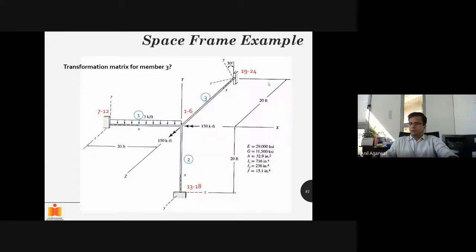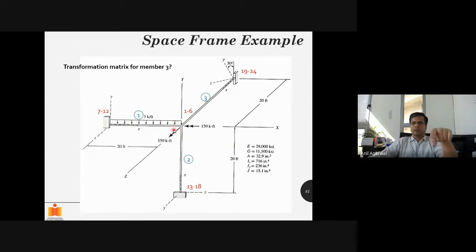Okay, so we will move forward with a quick example. So this is a space frame problem, right? So 1, 2, and 3 are the members, and some loads are given. Right now, you don't have to worry about the loads. We will just look at the transformation for one member, right?